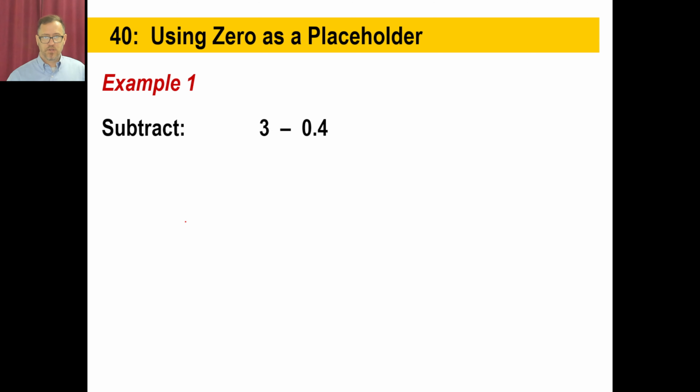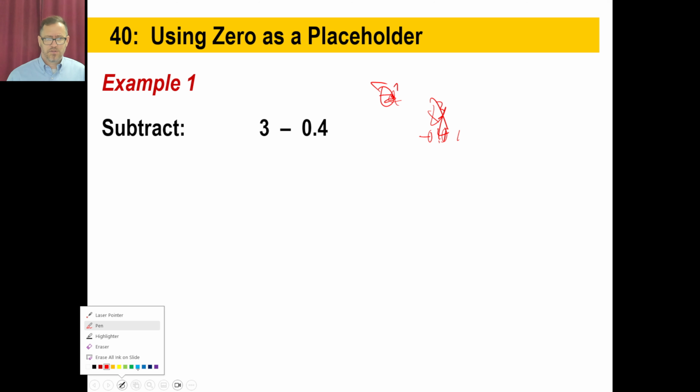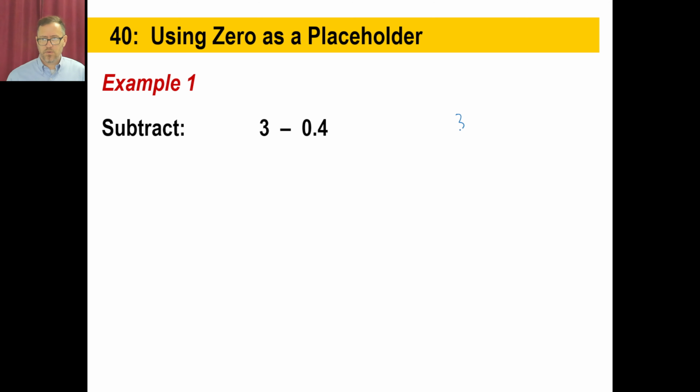For example, subtract 3 minus 0.04. At first you might be like, wait, minus 0.04? I don't know what to do. Okay, all you need to do is just line it up and put a 0 in for a placeholder. So you can just go 3.0, right? That's the same thing as 3 and 0 tenths. This number is 4 tenths. So we're going to subtract 4 tenths from 3.0.